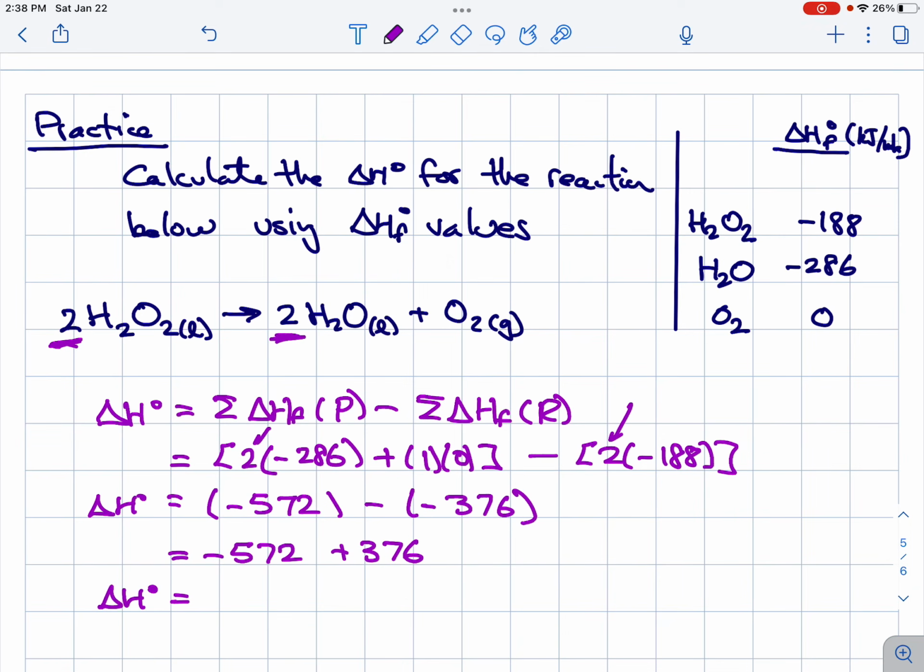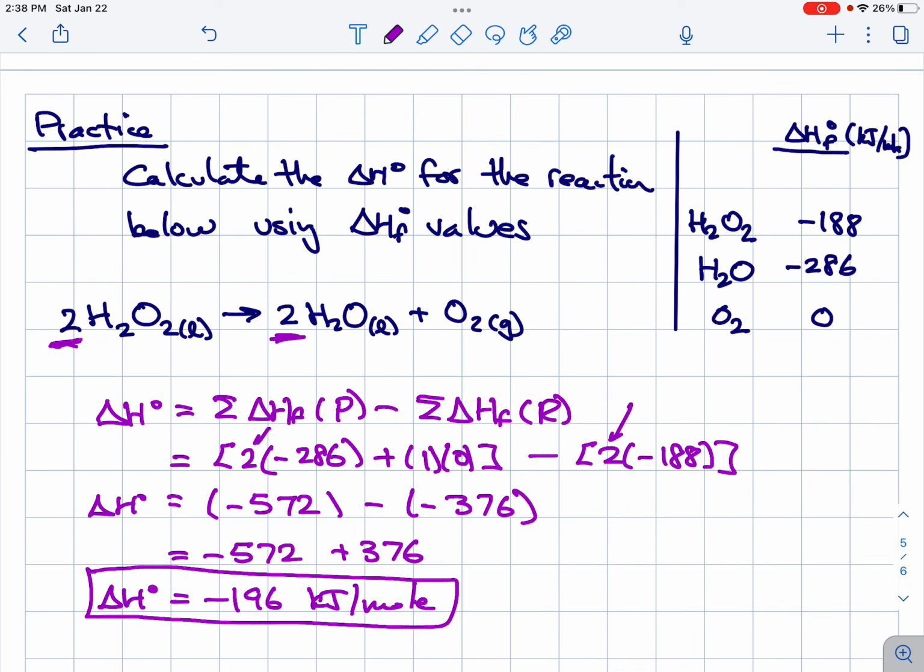So the delta H here is going to be minus 196 kilojoules per mole. All right, so for every mole of H2O2, or every 2 moles, because there's 2, we get 196 kilojoules of heat evolved. Notice that this is exothermic, right? So just reviewing that concept because the delta H is negative.